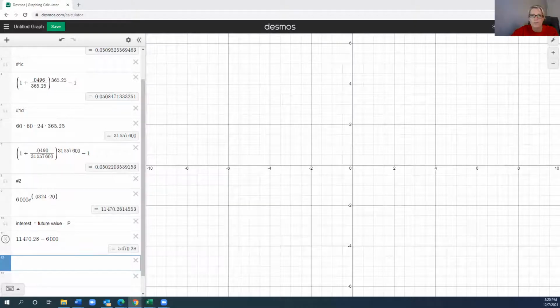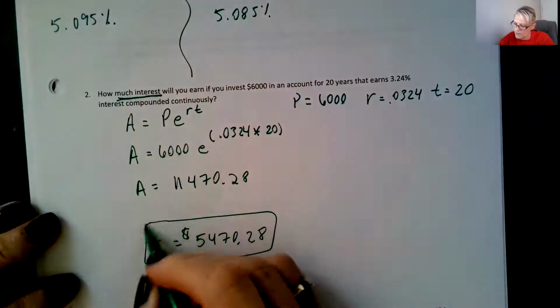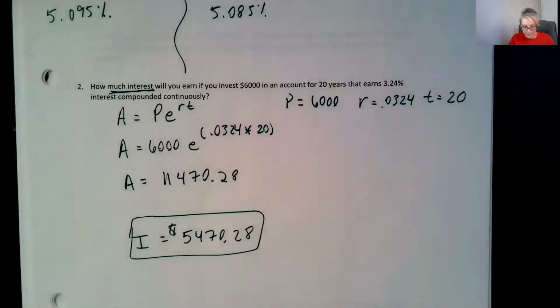Wow, that's awesome. I'm going to show you my paper so that you've got that. That's some good money. Because compounding continuously is the best type of compounding you can get. For sure.